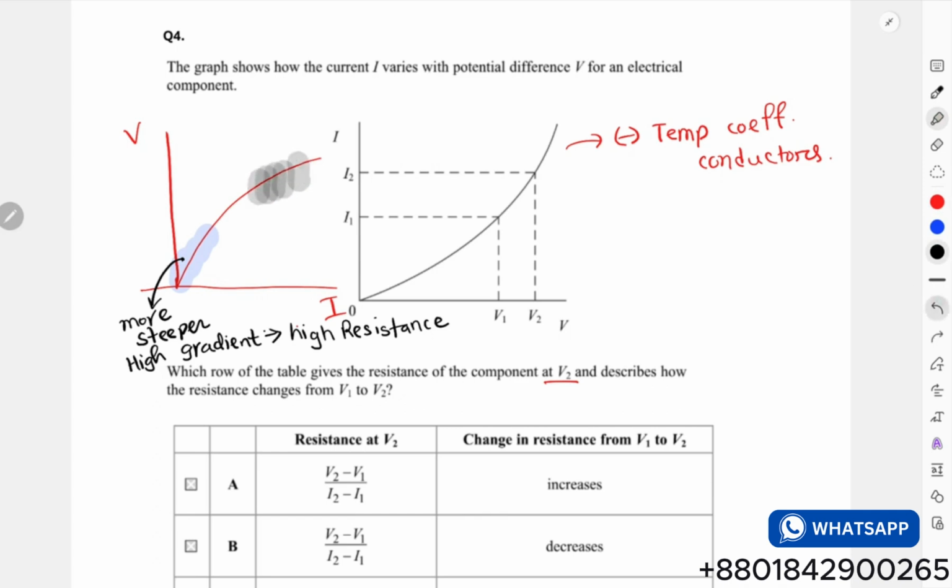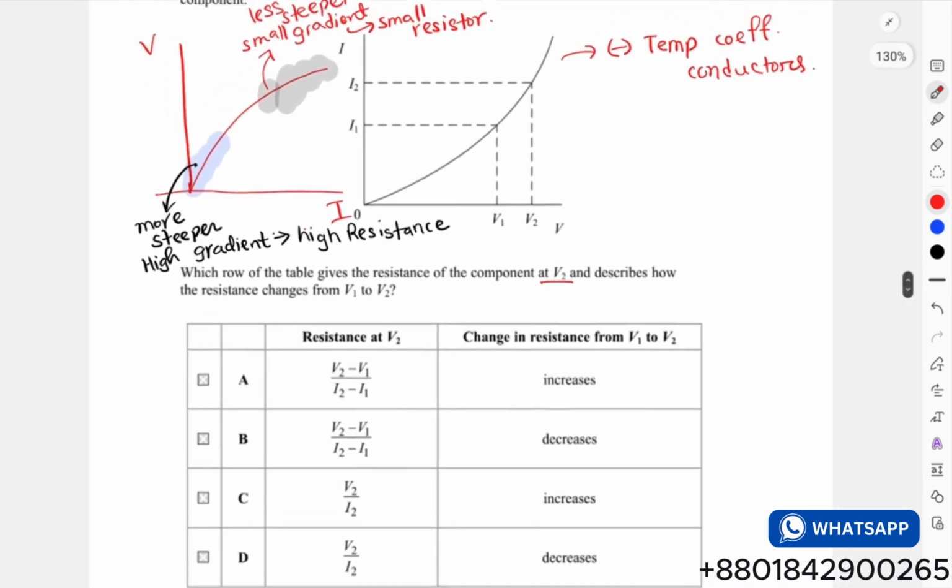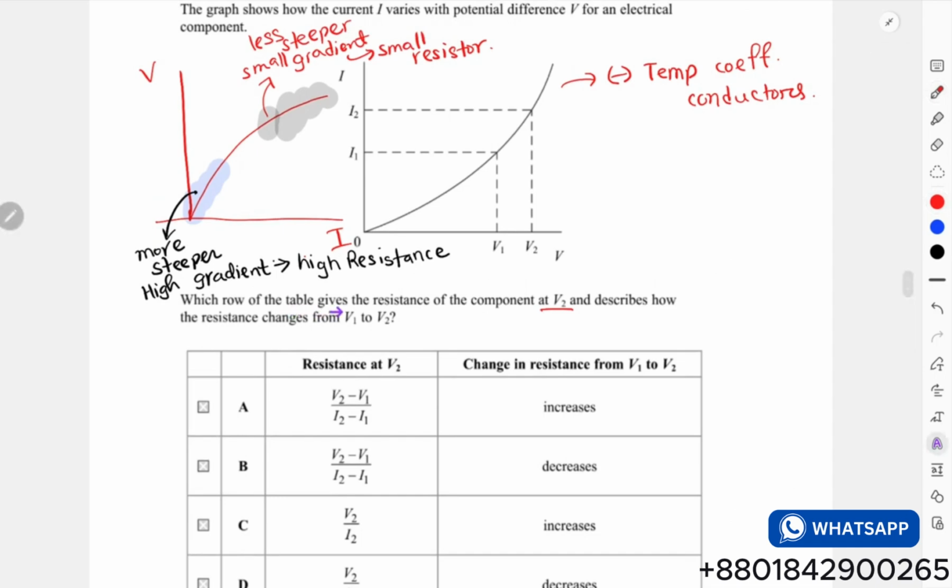And for the final section, in this final section, you have a less steep graph. For that less steep graph, it has a smaller gradient, or smaller resistance, right? So small gradient, small resistance, which we can clearly understand means that over time the resistance decreases, right?